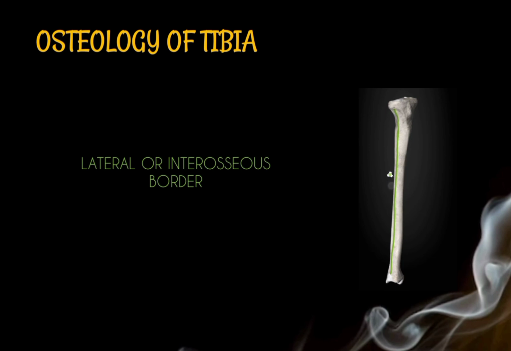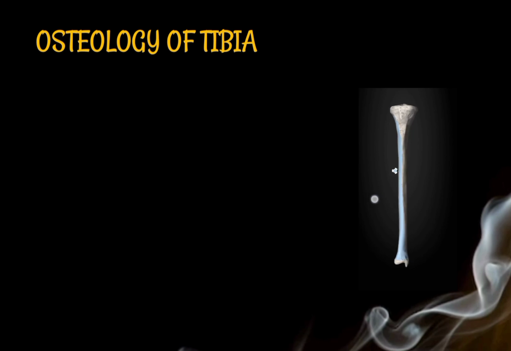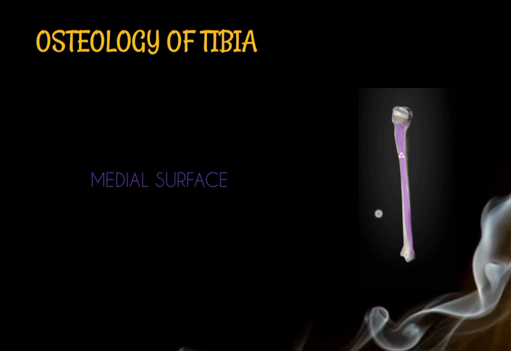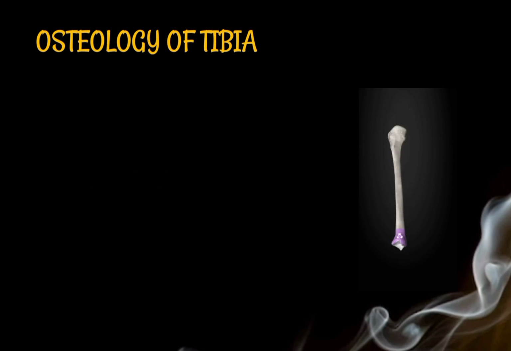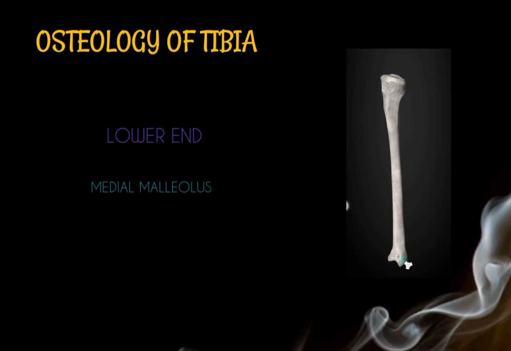Now let's talk about the surfaces of the tibia bone. This is the lateral surface that lies between the anterior and the interosseous border. This is the medial surface that lies between the anterior and the medial border. Now let's talk about the lower end of the tibia bone. The lower end of the tibia is slightly expanded, and medially it is prolonged downward and has the medial malleolus over here.